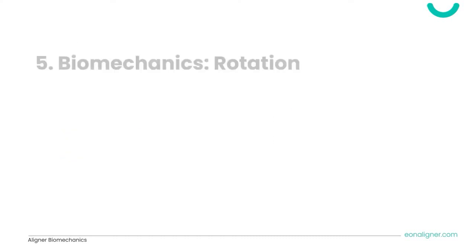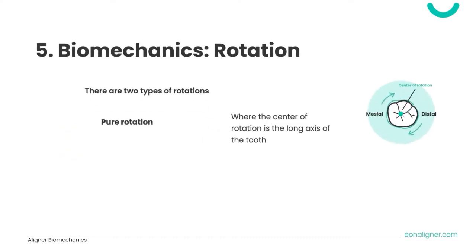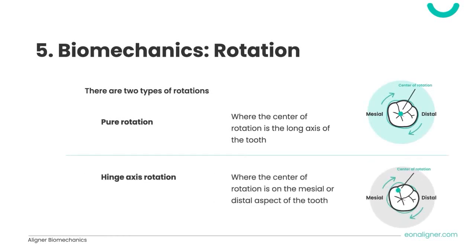Now, moving on to rotational movements. There are two types of rotational movements: pure rotation, where the center of rotation is the long axis of the tooth, and hinge rotation, where the center of rotation is on the mesial or distal aspect of the tooth. The choice between each depends on your preference. Some dentists find hinge rotation to be a more predictable movement to plan than pure rotation. Pure rotation is the default for Eon Technician, unless you specify in your treatment plan that you wish to have the hinge axis rotation on a certain tooth.